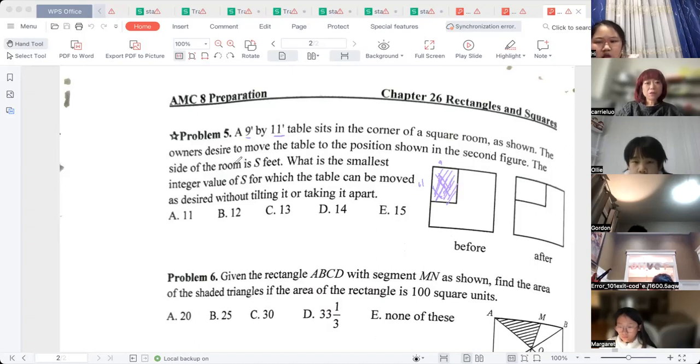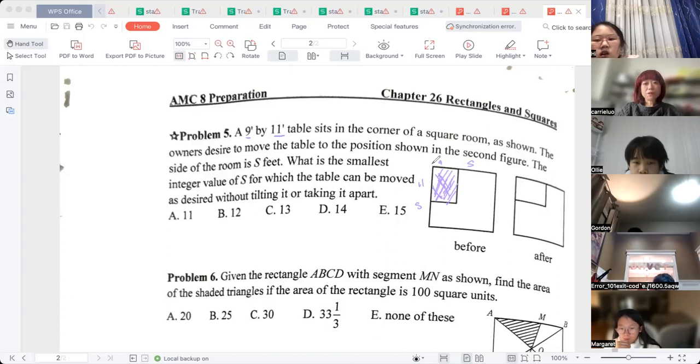As shown, the owner desires to move the table to the position shown in the second figure. So they don't want it to be vertical, they want it to be horizontal, right? The side of the room is S feet, so we know it's S and S. What is the smallest integer value of S for which the table can be moved as desired without tilting it or taking it apart?